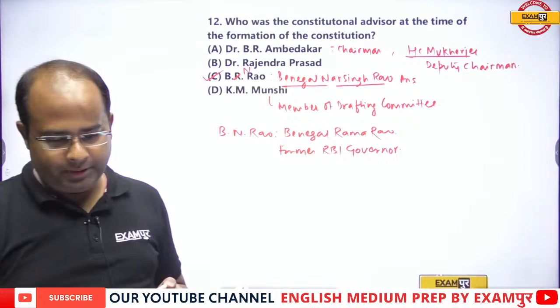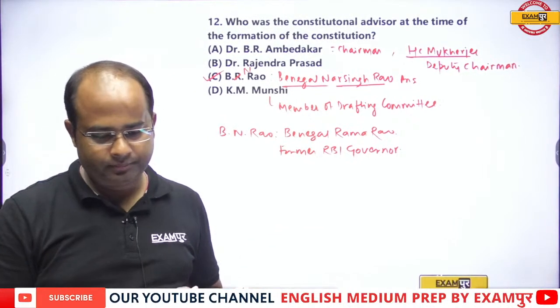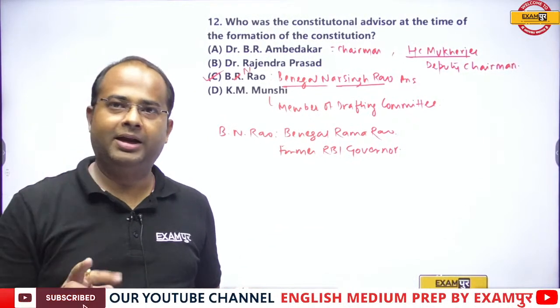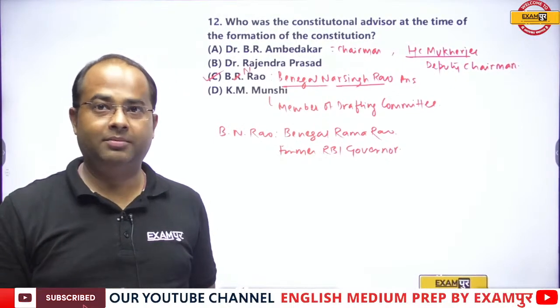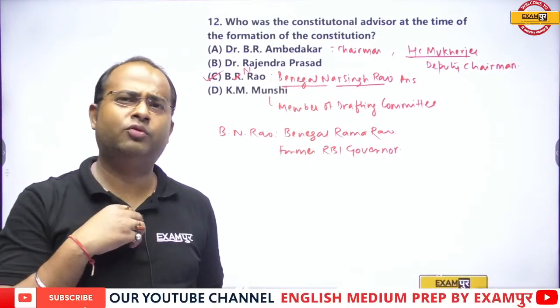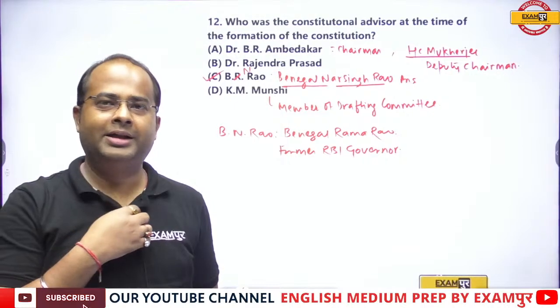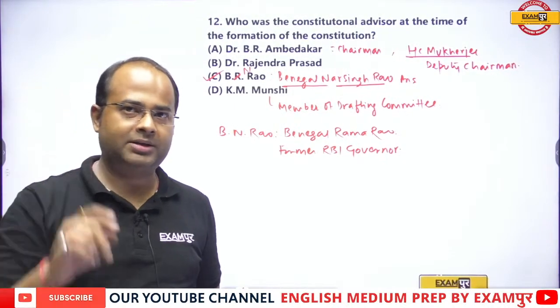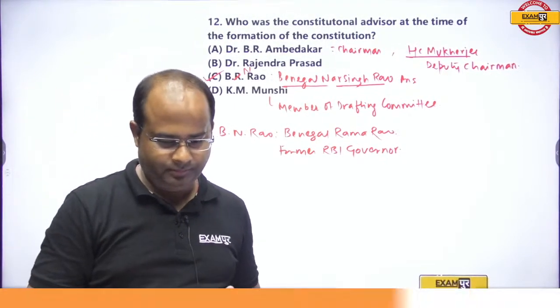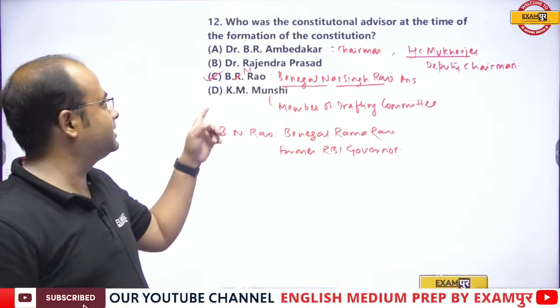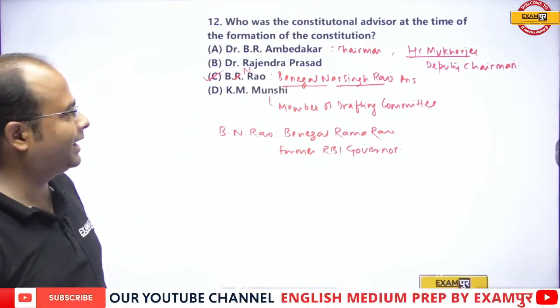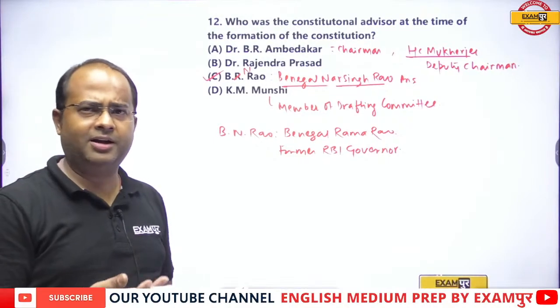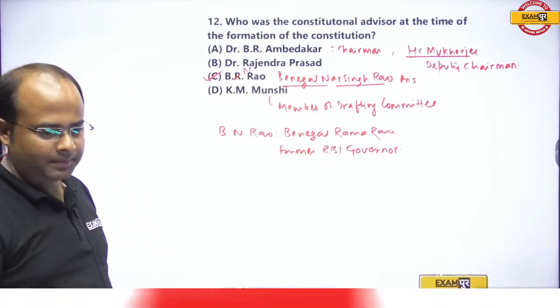So Benegal Narsingh Rao, Benegal Rama Rao, both were siblings. That you should know, and I have told you in any of my sessions that they both were siblings once we were discussing the economy. So correct answer will be, guys, option C, and K.M. Munshi, he was the member of drafting committee, Dr. K.M. Munshi.